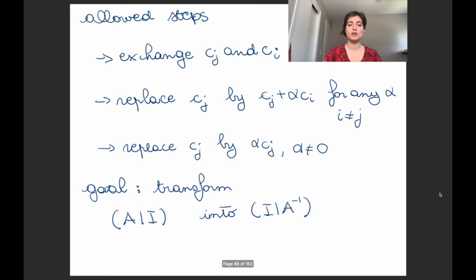And what is the goal of all this? Through these three steps, we want to go from the matrix that we just wrote, that is A and the identity, to the identity and something on the right. And that something on the right happens to be the inverse of A.